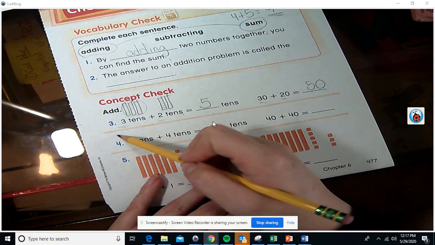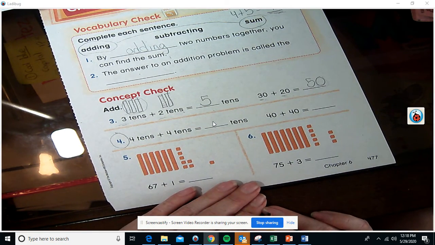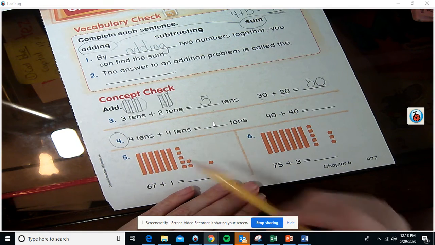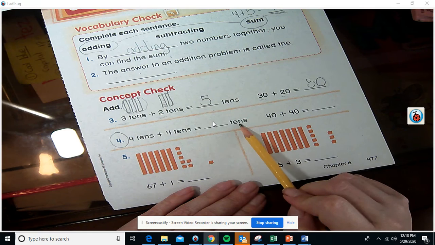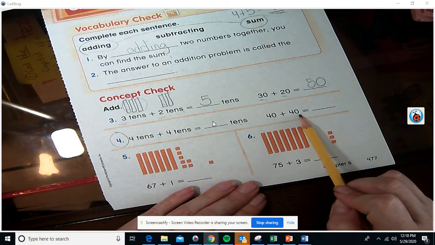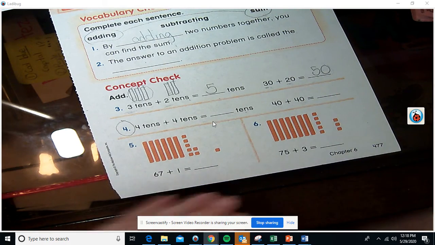I want you to try number 4 on your own, so go ahead and circle number 4. So you have 4 tens plus 4 tens equals how many tens? 40 plus 40 equals how much? We're going to look at number 5 now.